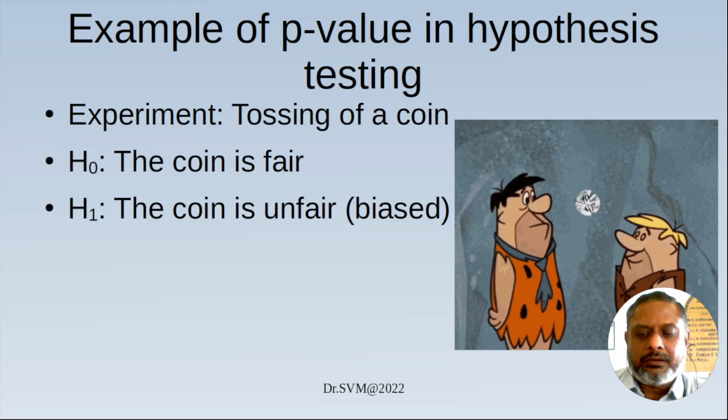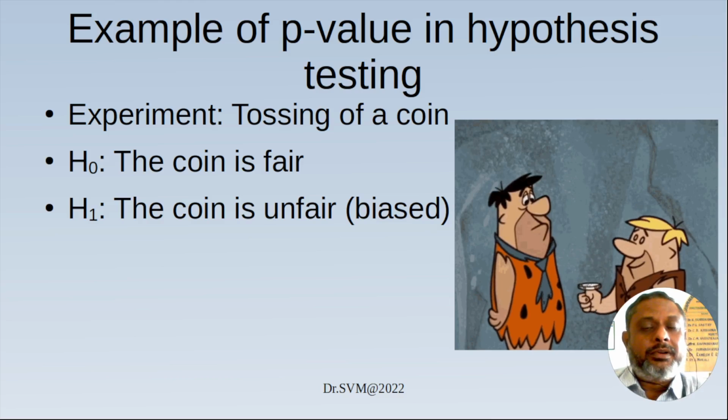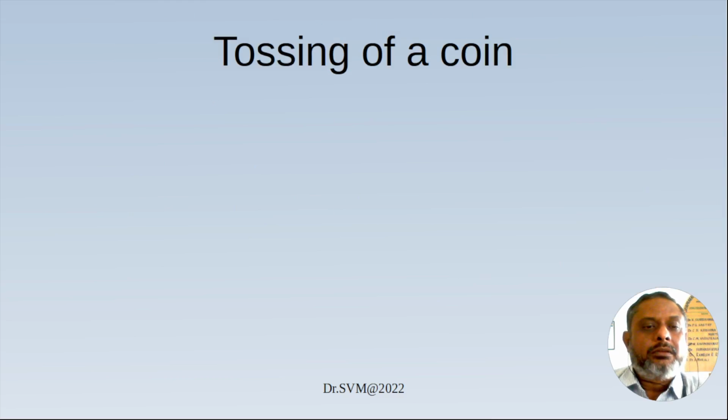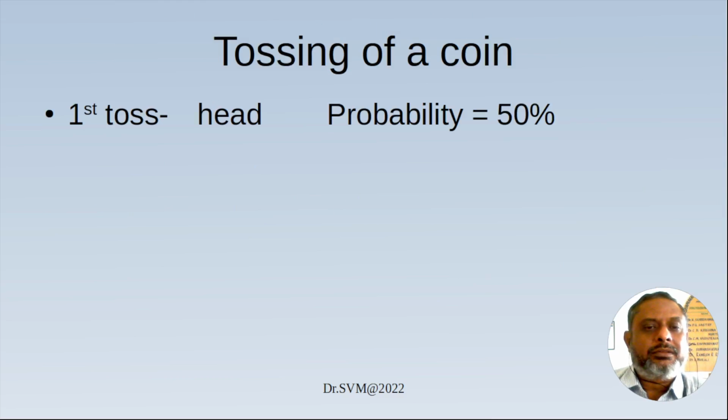Okay, let's begin our experiment. Let's start tossing the coin. So our first toss, we get a head. The probability of getting one head definitely is 50%, because we are assuming that the coin is fair. So 50% probability of getting head, 50% probability of getting a tail.